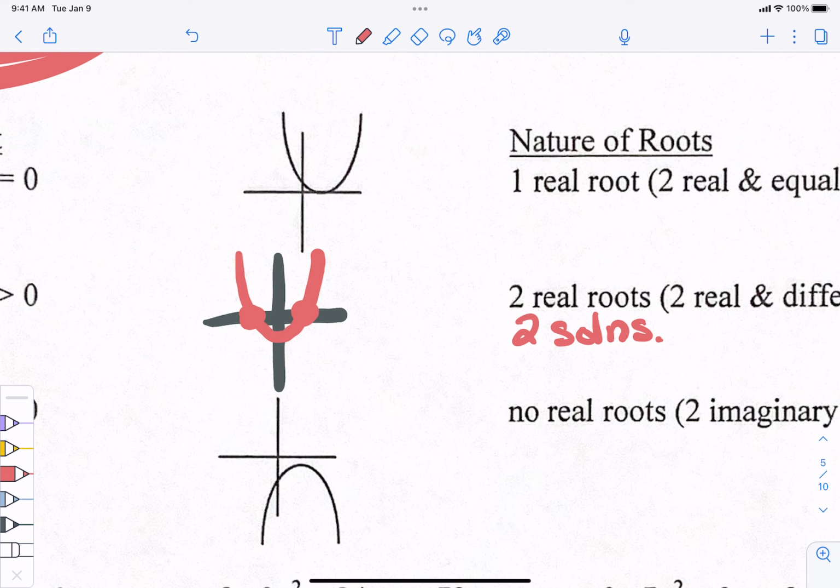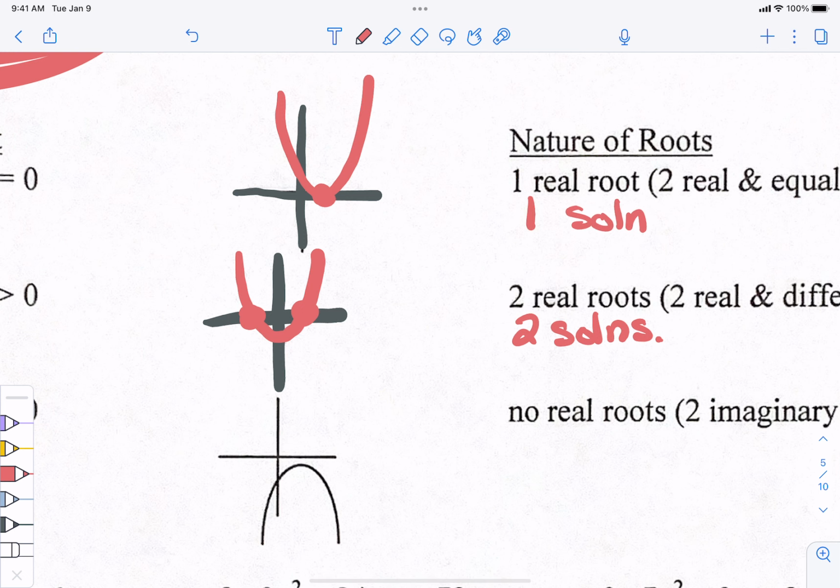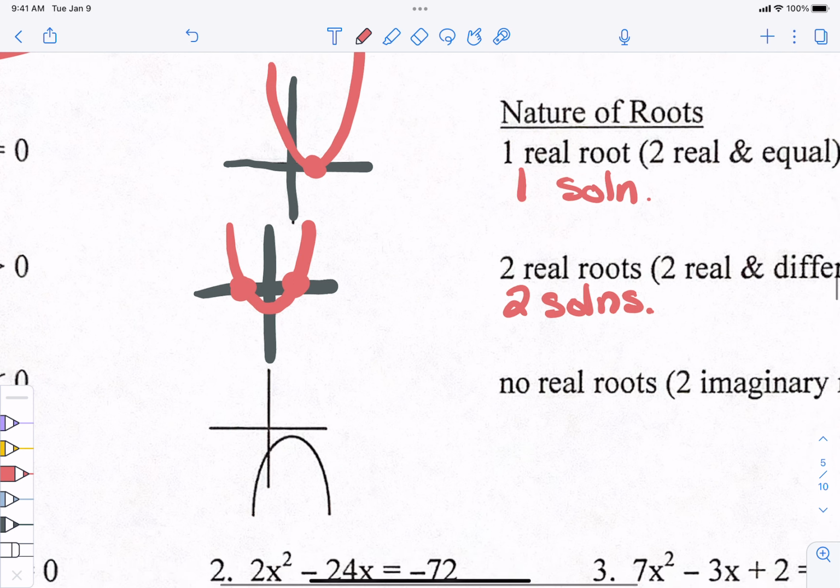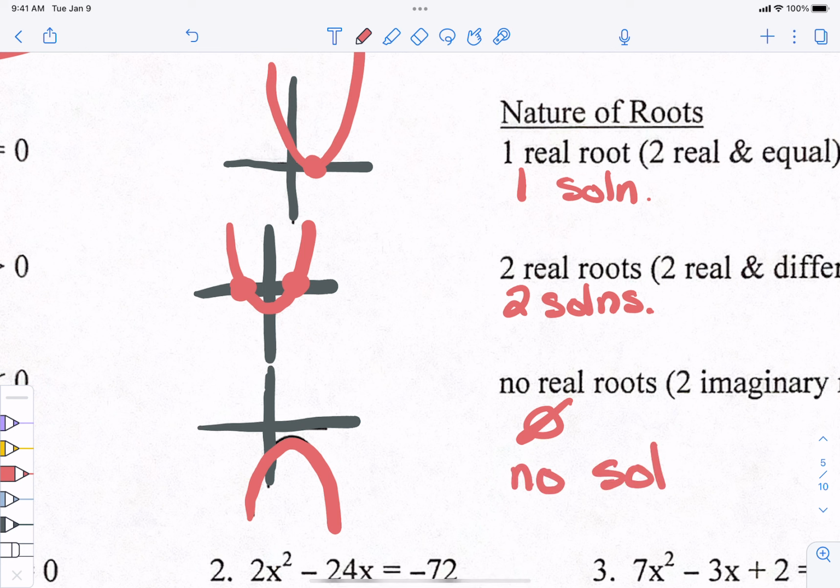Every once in a while we'll get it where our vertex will be on the x-axis, so it'll just come and touch and then go back up, where we have 1 solution. Or sometimes we'll have it where this happens down below here, where our parabola is either up above or down below and not touching, which means we have no solutions. You can either write it with a circle and a line through it, or you can put no solutions.